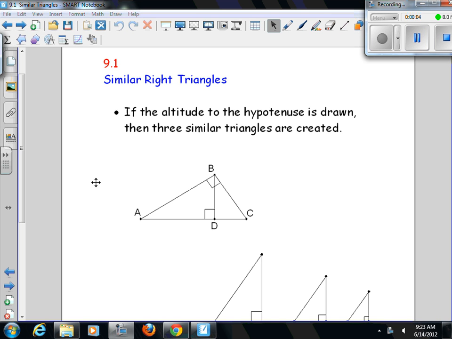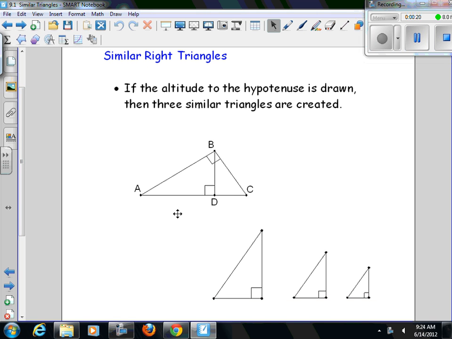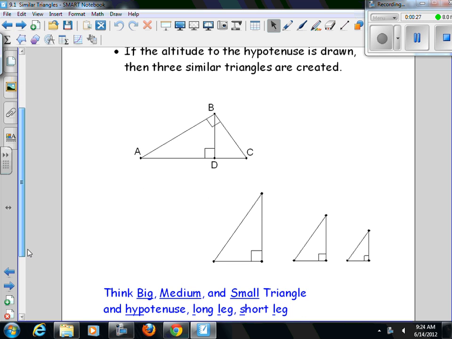Today we're going to be talking about similar right triangles. If the altitude to the hypotenuse is drawn in a right triangle, as is demonstrated in this diagram, then three similar triangles are created. You have the bigger triangle, the medium-sized triangle, and the smaller triangle. So let's take a look.